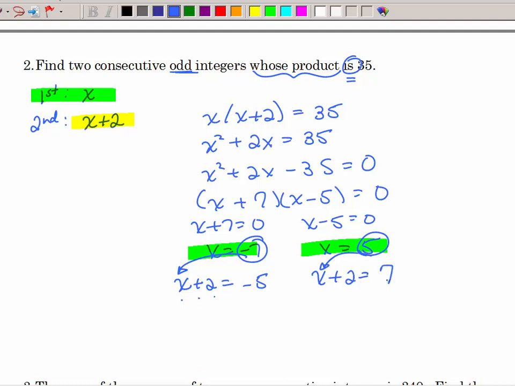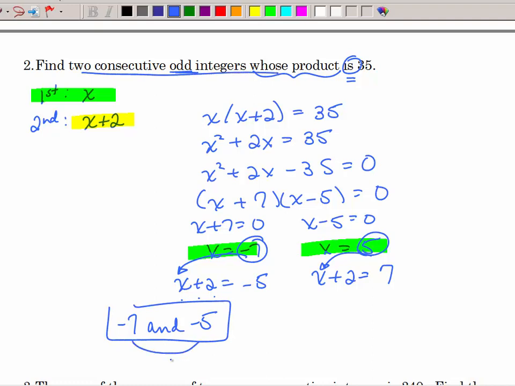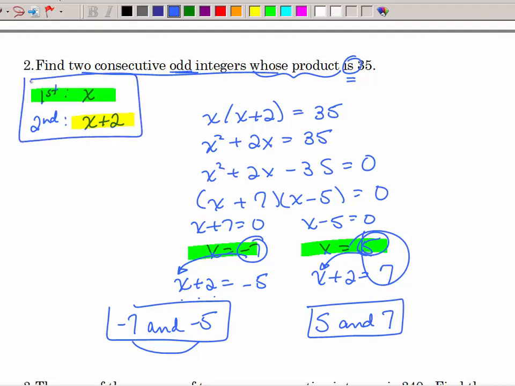On the last problem it said only positive numbers. This time it didn't say that. So I have found two sets. I have -7 and -5. Those are two consecutive odd integers, and if I multiply them together I get 35. But I also have 5 and 7. Those are the positive ones, and if I multiply 5 times 7, I get 35. So sometimes you can have different sets of answers. And again, this is why I want you to define those variables so you know you've got to find just x and x plus 2, or whatever else they've asked you to find.